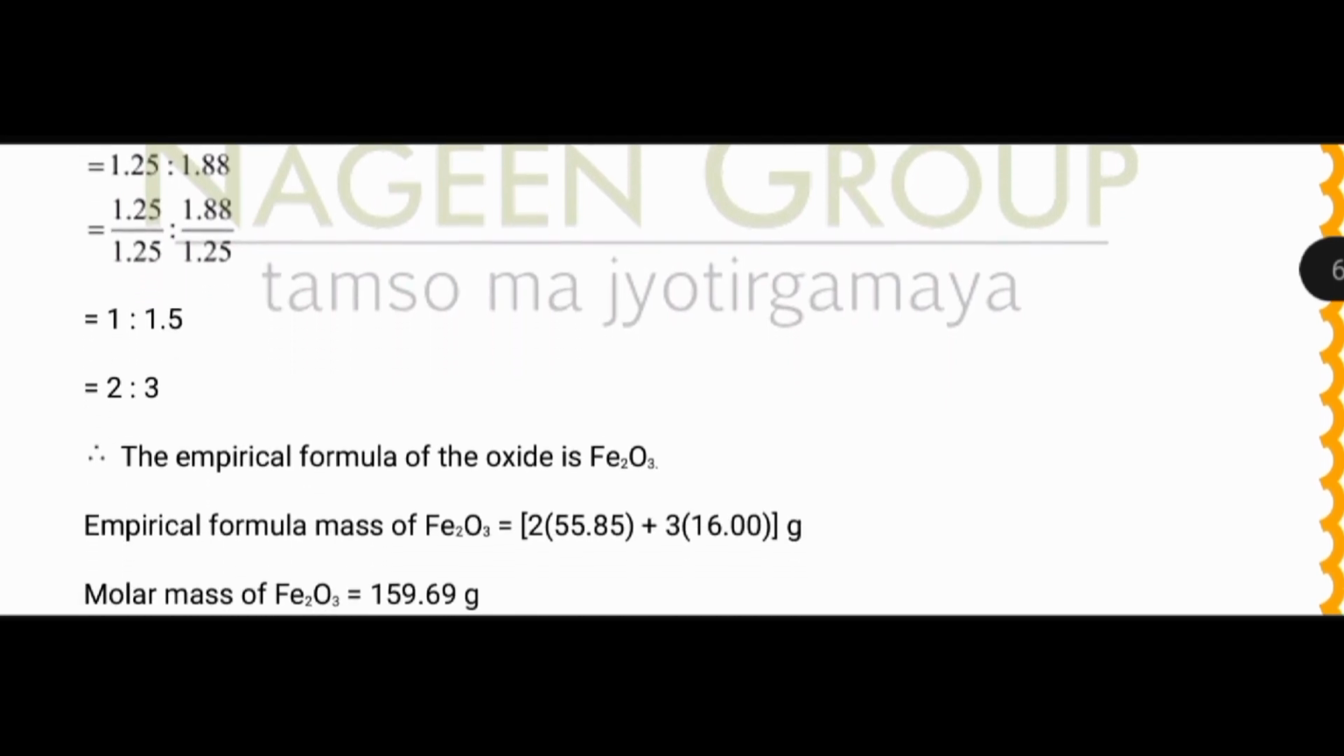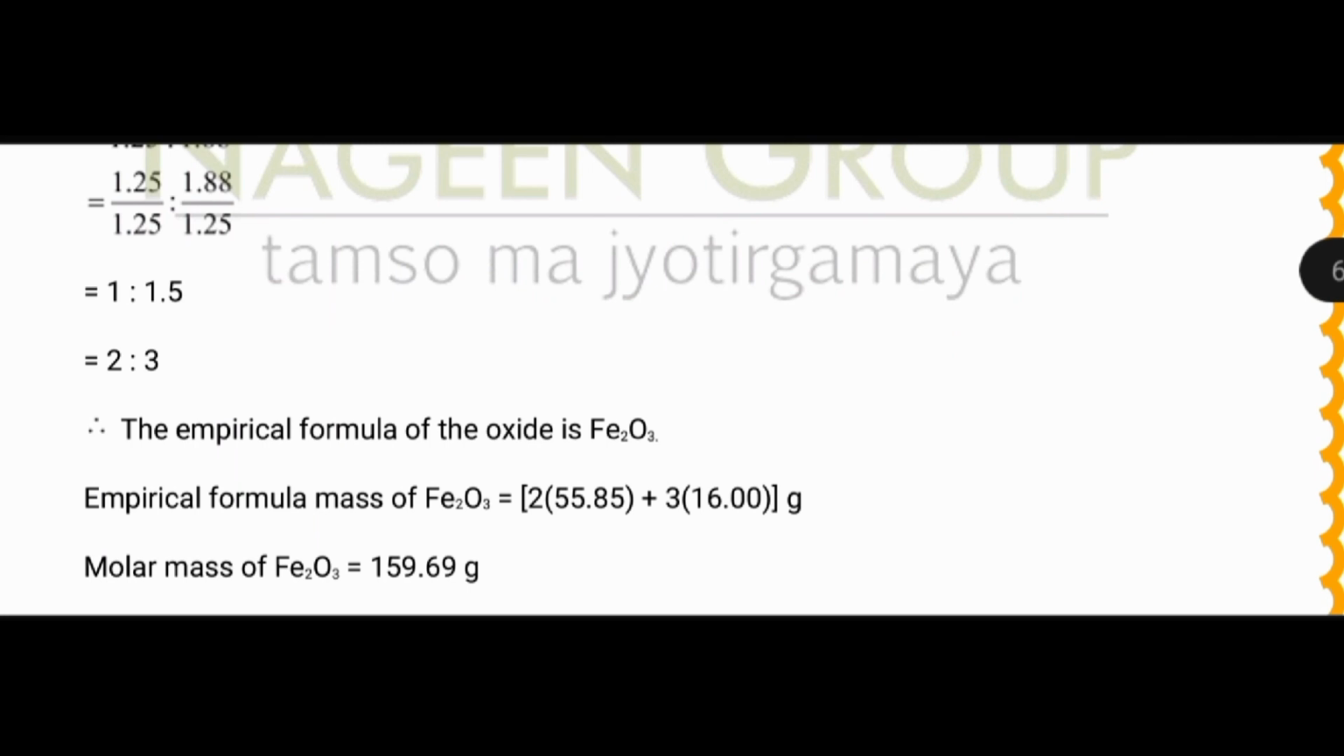So the empirical formula is Fe2O3. So in the next step we have to calculate the molecular formula. For this we have to know the empirical formula mass. Now we can calculate the empirical formula mass by 2 times the mass of iron plus 3 times the mass of oxygen.